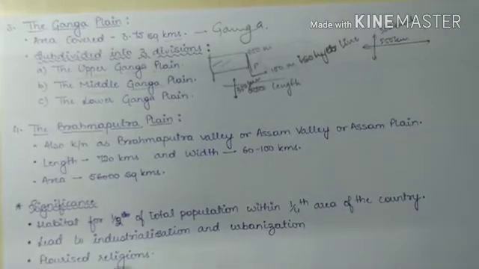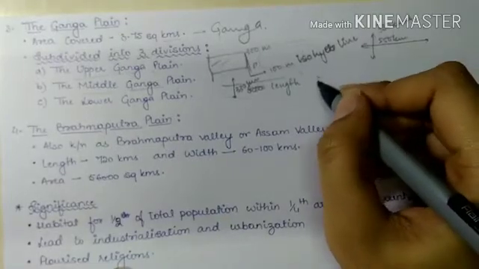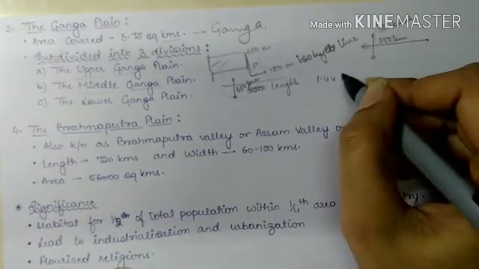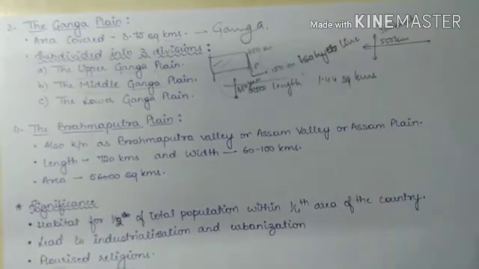So now this Middle Ganga Plain has an area of about 1.44 square kilometers. Okay, and its northern and southern boundaries are well defined by the Himalayan foothills and the peninsular edges.